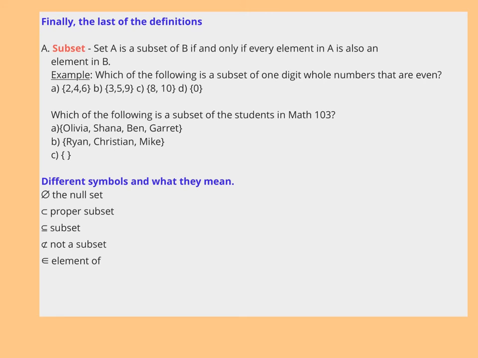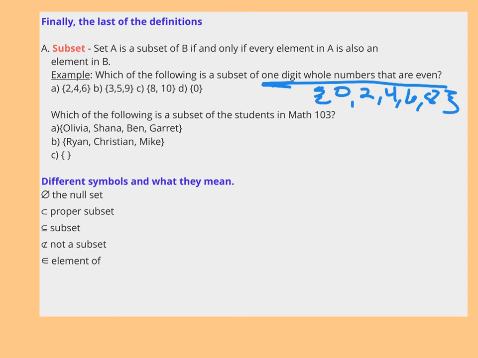So if we look at an example, which of the following is the subset of one-digit whole numbers that are even? Let's first look at what that set looks like. If we're looking at the set of one-digit whole numbers that are even, we have 0, 2, 4, 6, 8. It's going to end at 8 because we're looking at just one-digit whole numbers that are even. So we want to figure out which of these smaller sets is a subset of 0, 2, 4, 6, 8.